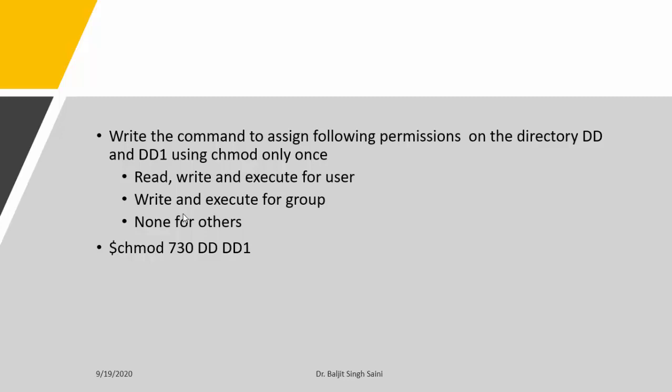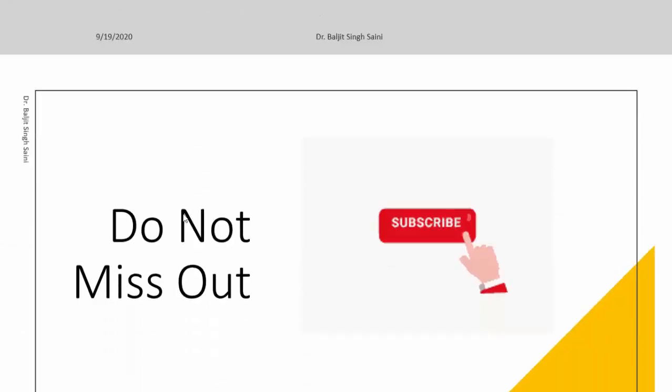So that was all about how to change the permissions on files and directories using the chmod command.